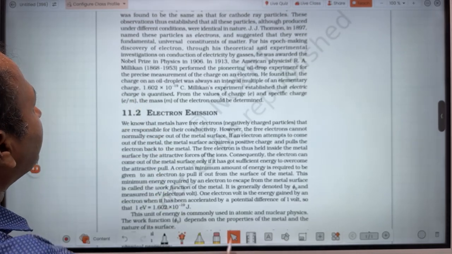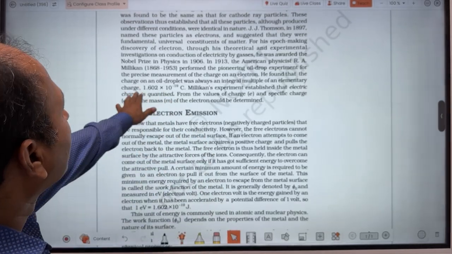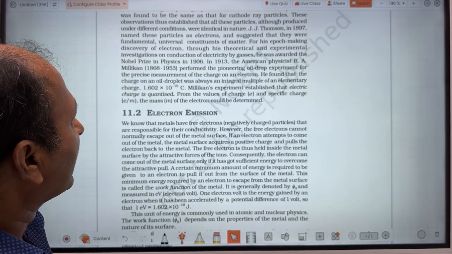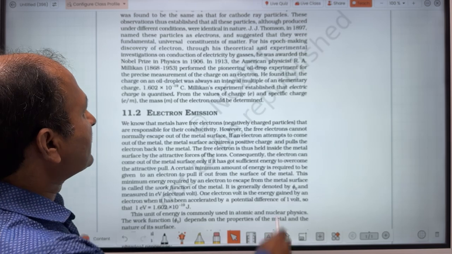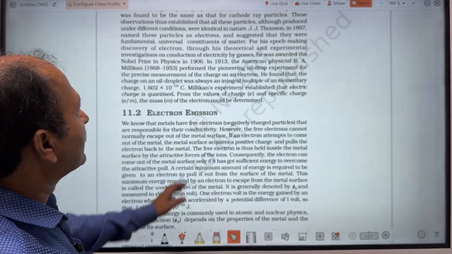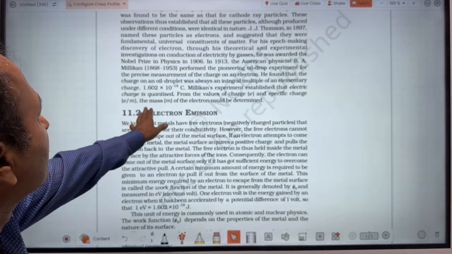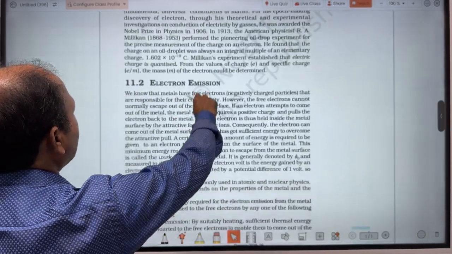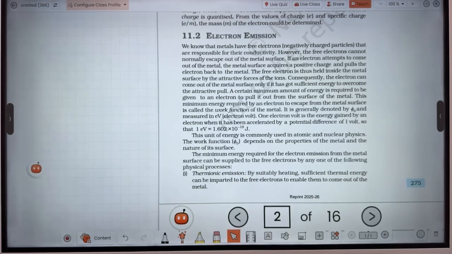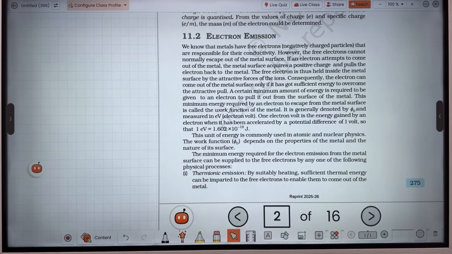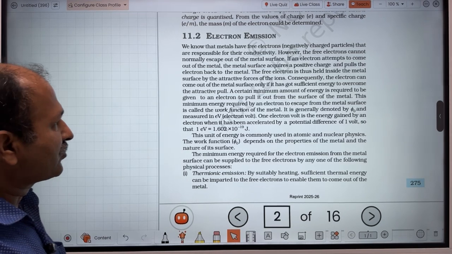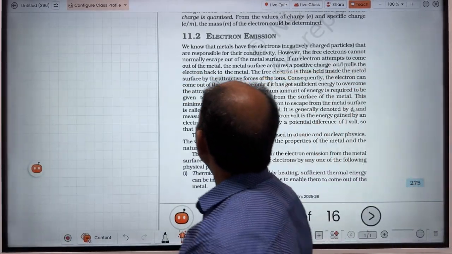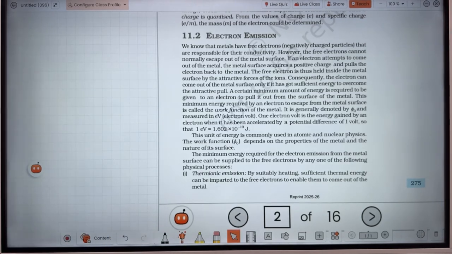If you remember, charge on electron is 1.602 into 10 power minus 19 coulomb, and this fact was established by Millikan's oil drop experiment, in which he determined the value of e upon m. Later on we will see about it. Now here we are going to see electron emission. Electron emission means emission of electron from metal surface when light of suitable frequency strikes on it.